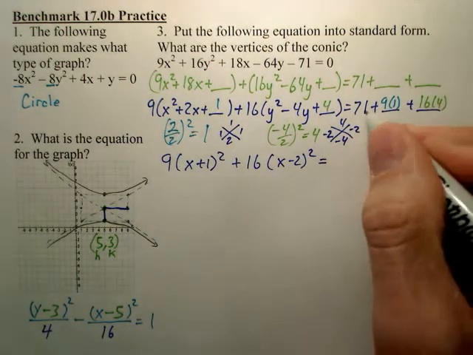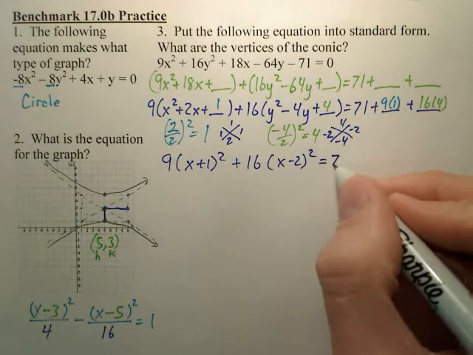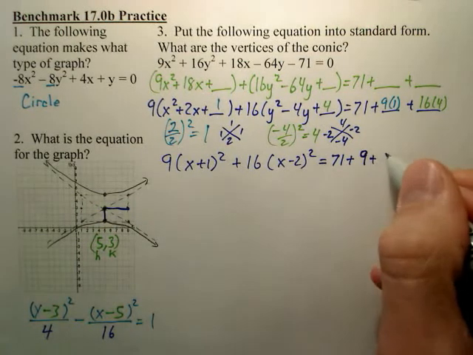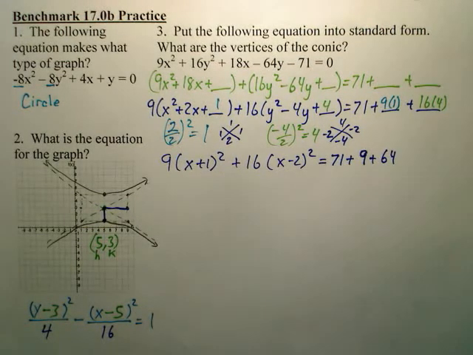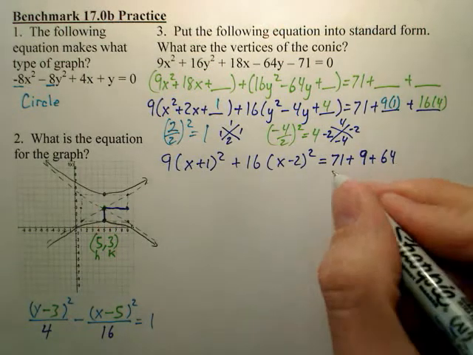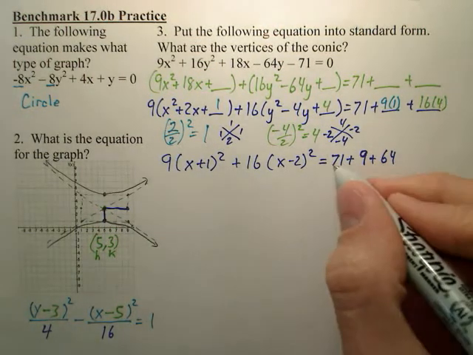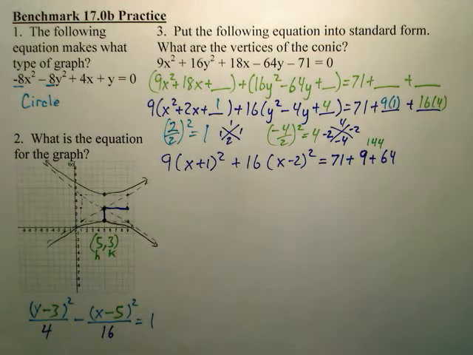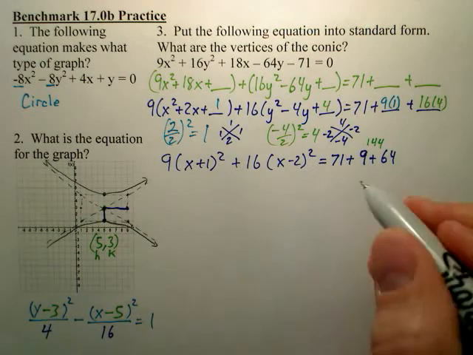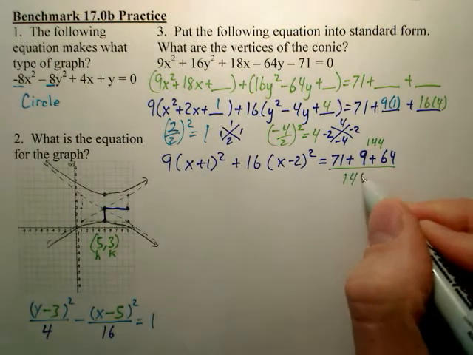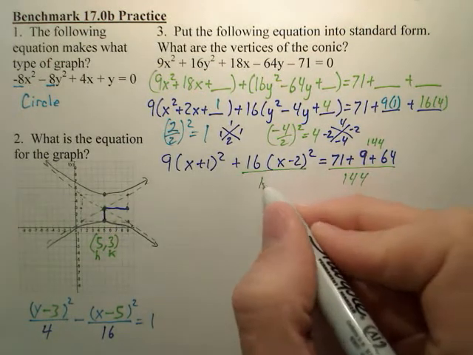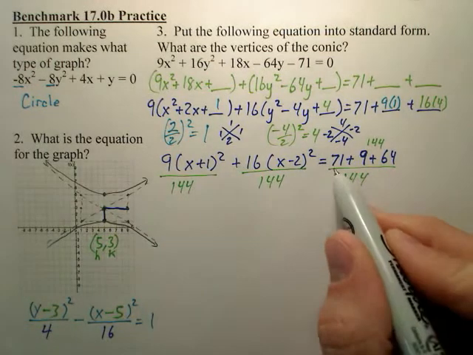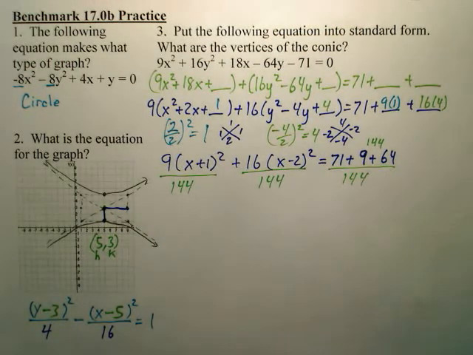And that equals, well, this would be 71 plus 9 plus 64. When we combine all this, what do we get? Well, this would be 80. 80 plus 64 looks like this would be 144. Okay, so what we're going to do is divide this by 144, divide this by 144, and divide this by 144. Let's double check that. That would be 80. Yeah, it'd be 144.